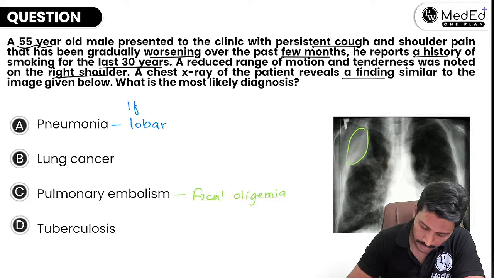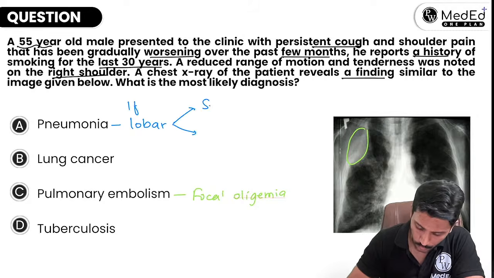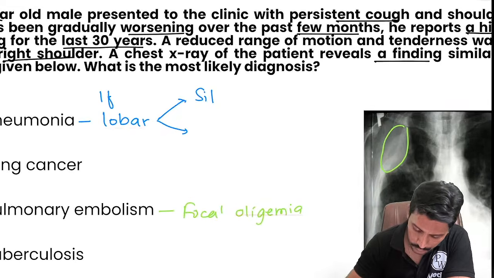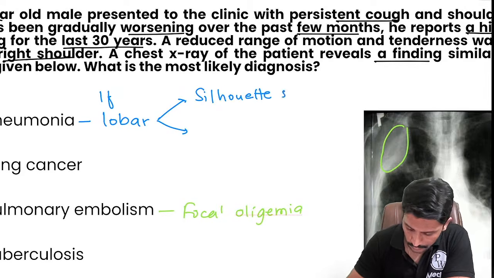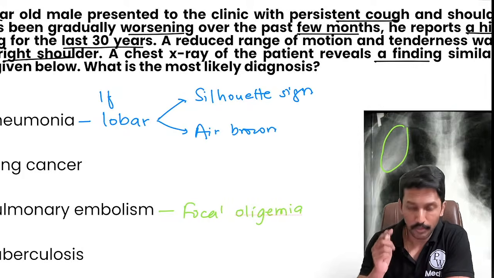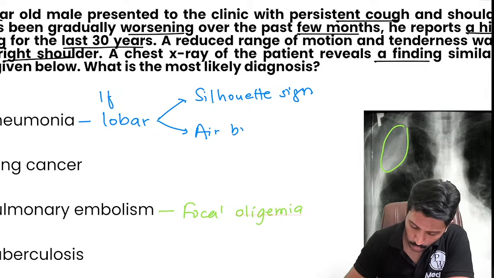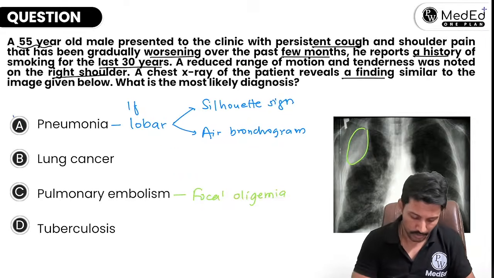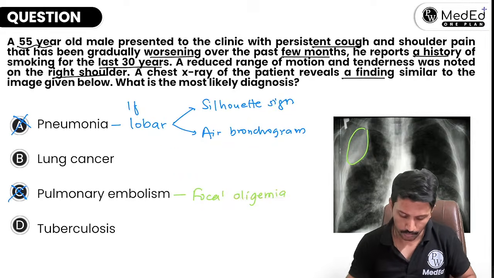If pneumonia is lobar, it shows two important findings. When the opacity merges with the adjacent structures, we call it the silhouette sign. And it can also show air bronchogram. The alveoli are consolidated, but bronchi are not, so it should show air bronchogram. Because those findings are not seen here, it is less likely to be pneumonia, less likely to be pulmonary embolism.